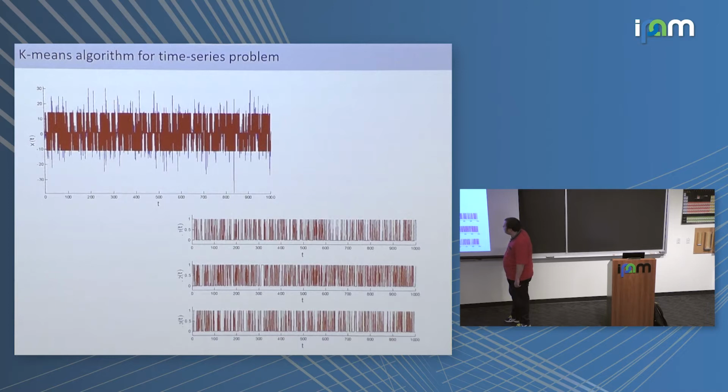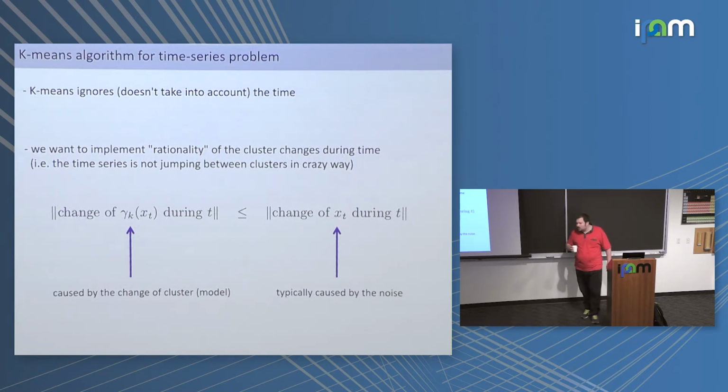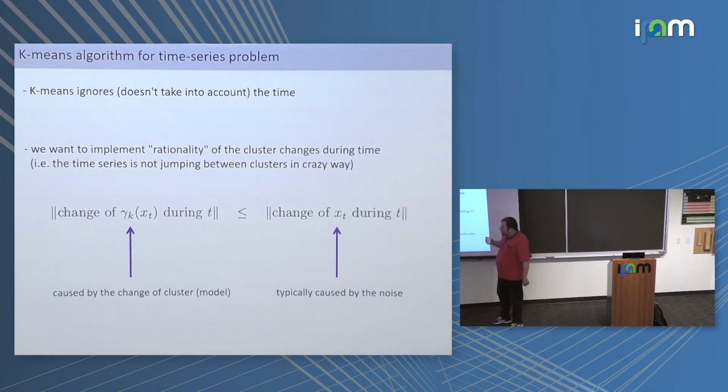What is the problem? The problem is that the K-means ignores, or doesn't take into account, the time. I mean, it was developed to classify general points, not time series. So if you take a look at the objective function, then you can make a permutation of the points in time, and still the objective function will be the same. So there is an assumption: we would like to say that our regimes are somehow persistent in time.